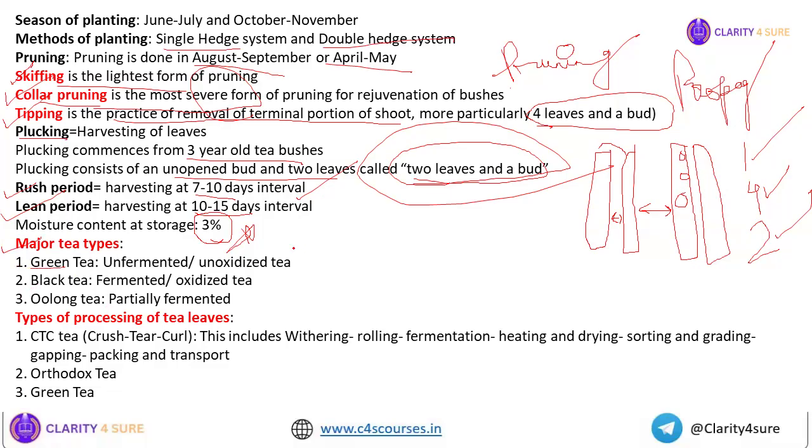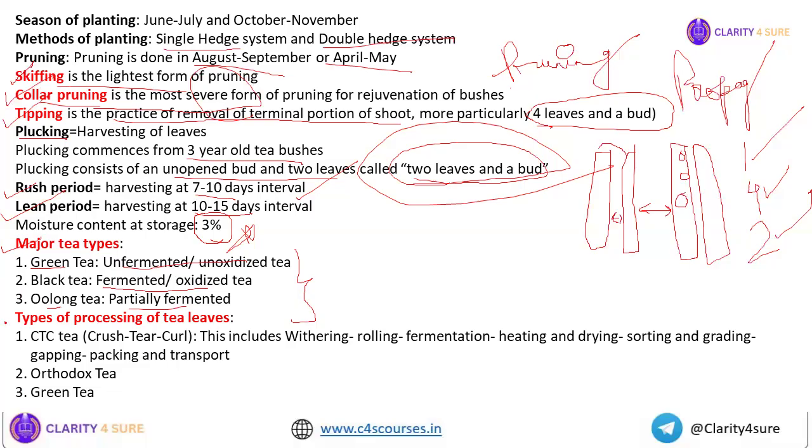Major difference between these three types of tea is what? When we say green tea, it is the unfermented or unoxidized tea, whereas black tea is the fermented and oxidized tea, and oolong tea is between black and green. That is, it is partially fermented. Okay, that is the basic difference between green tea, black tea, and oolong tea.